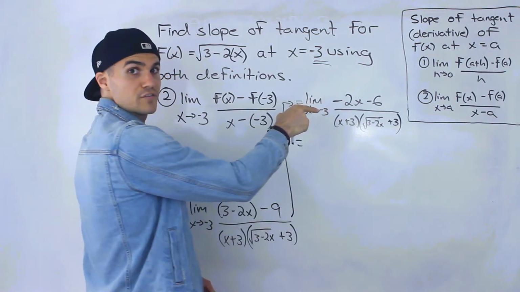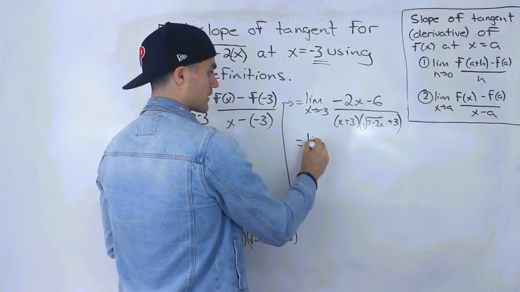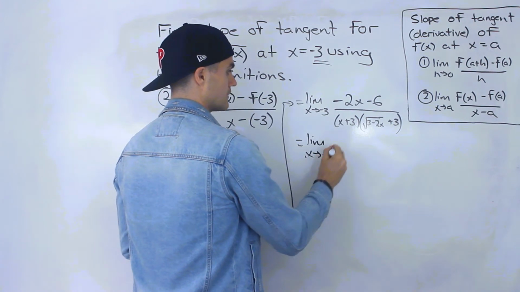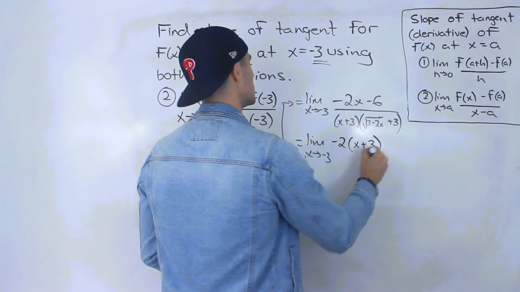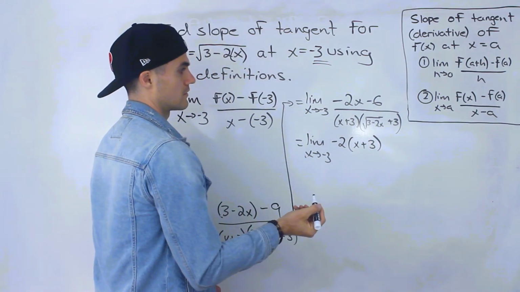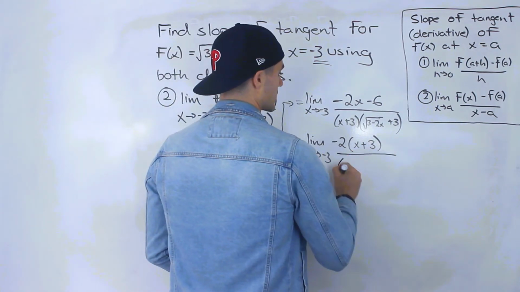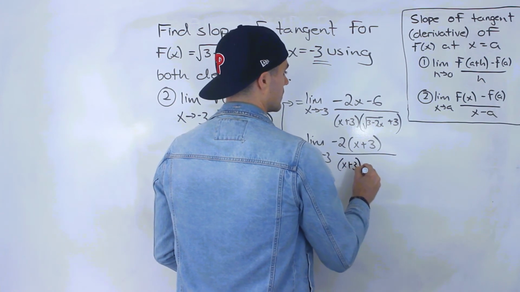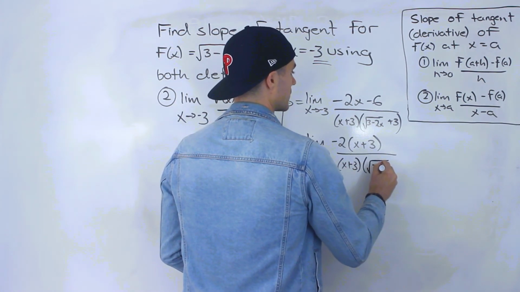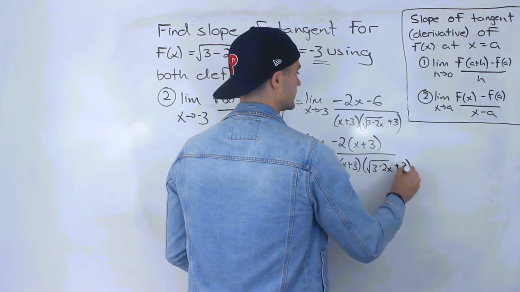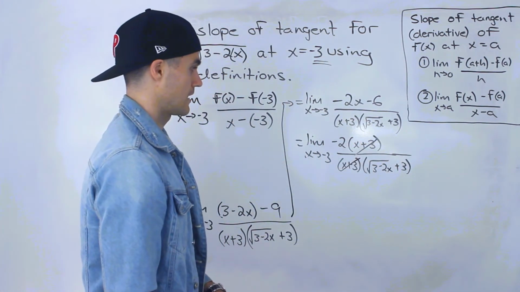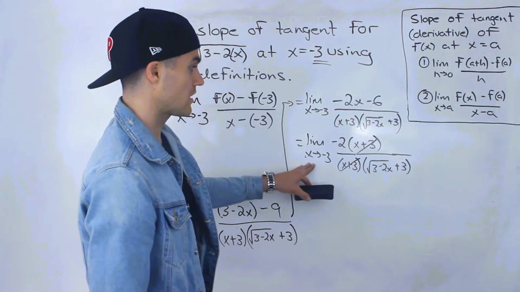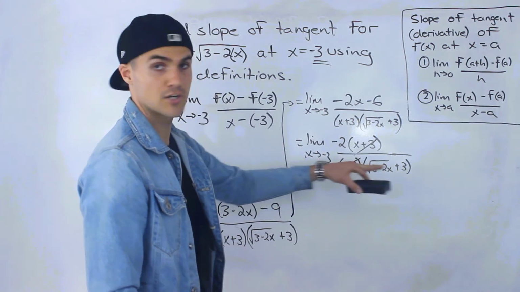Now what we can do is we could factor out a negative 2 in the numerator. So if we take out that negative 2, we'd have x plus 3 left, right? All over x plus 3, and then the square root of 3 minus 2x plus 3. So notice those two cancel out. And now we could plug in negative 3 for x because that factor went away. The denominator won't be 0.